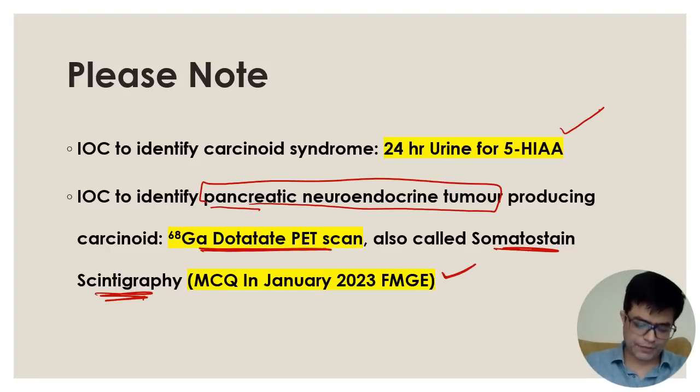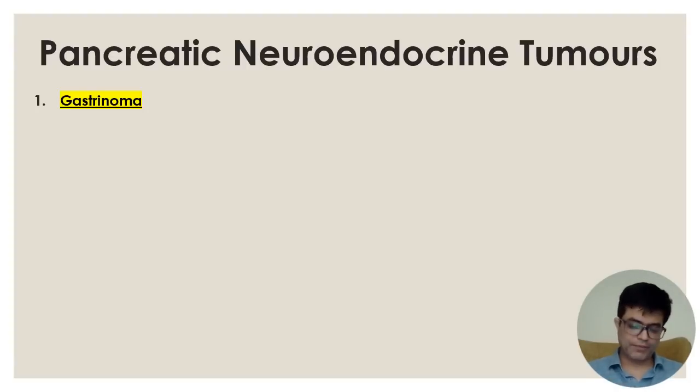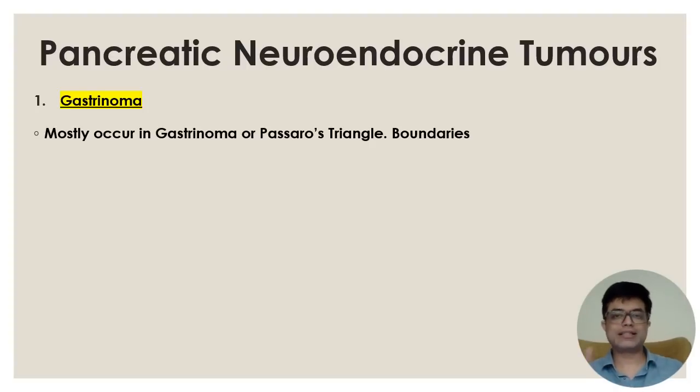Moving further, we need to discuss a few points related to pancreatic neuroendocrine tumors. What are the important pancreatic neuroendocrine tumors? The first one is gastrinoma. Gastrinoma produces the typical Zollinger-Ellison syndrome. Most of the gastrinomas occur in the gastrinoma triangle, also called Passaro's triangle. What are the boundaries of Passaro's triangle?